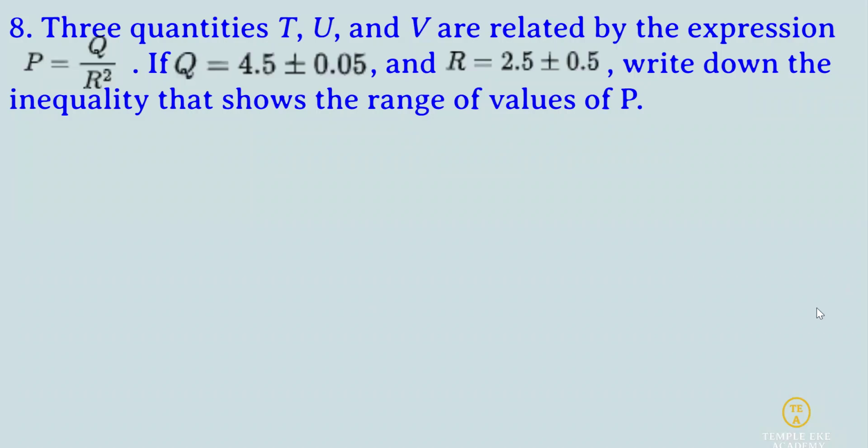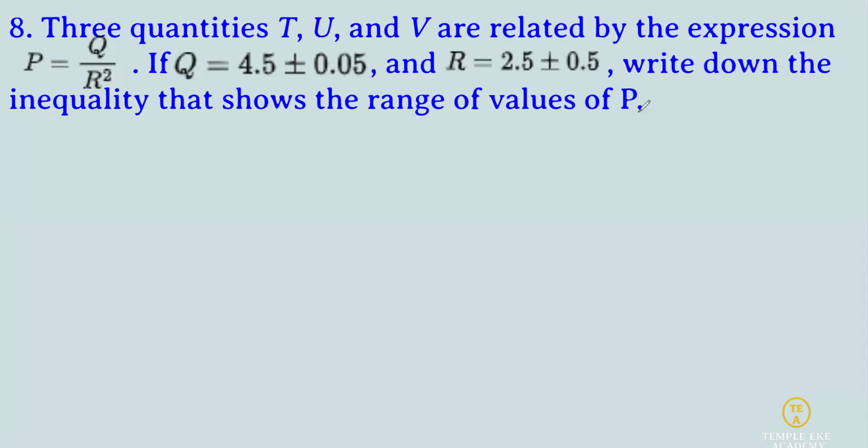All right, let us solve this simple calculation on measurements and bounds. Three quantities, T, U, and V, are related by the expression P equals Q over R squared. Q equals 4.5 plus or minus 0.05, and R equals 2.5 plus or minus 0.5. Write down the inequality that shows the range of values of P.